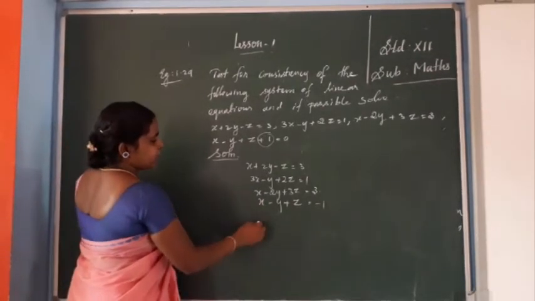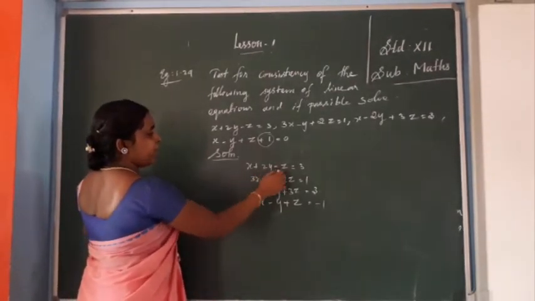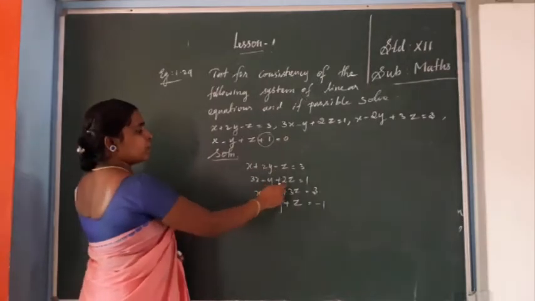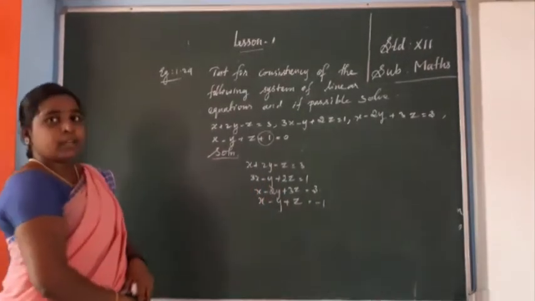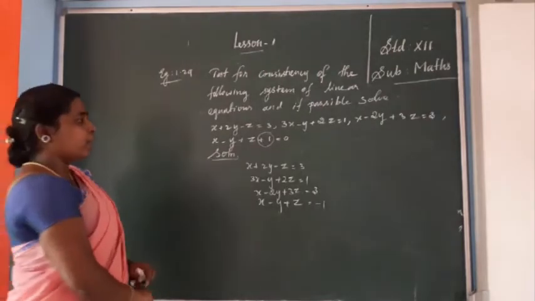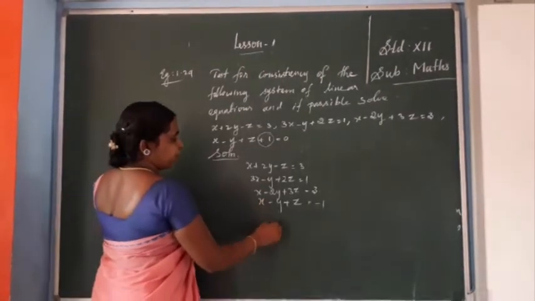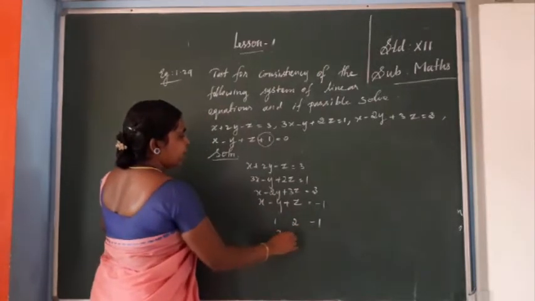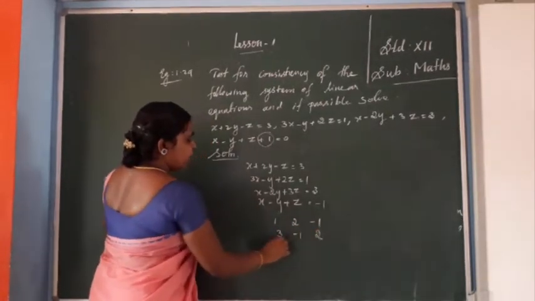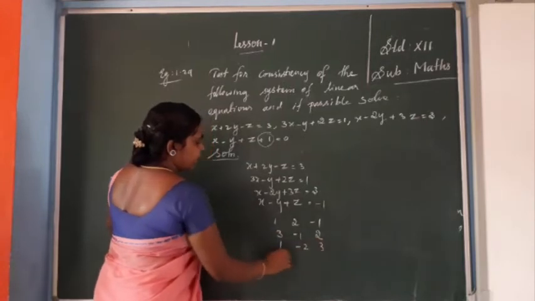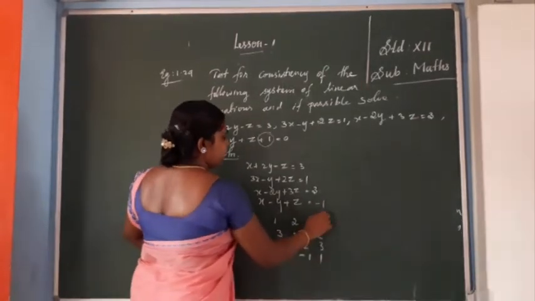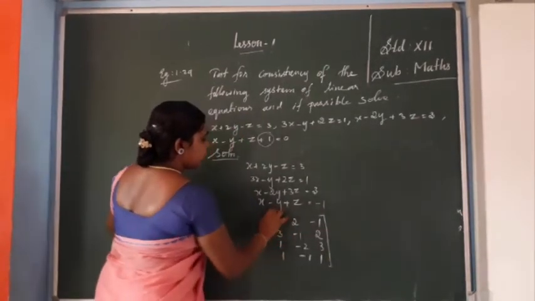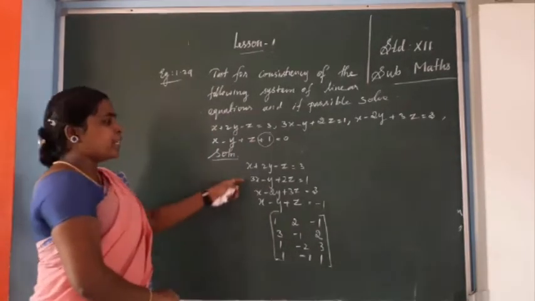Now first you have to write the given equations in the form AX equal to B. Otherwise you can write A equal to 1, 2, minus 1; 3, minus 1, 2; 1, minus 2, 3; 1, minus 1, 1. We can write in AX equal to B form. So 1, 2, minus 1; 3, minus 1, 2; 1, minus 2, 3; and another one is 1, minus 1, 1. Okay, this is A, isn't it? Next, X means unknowns.